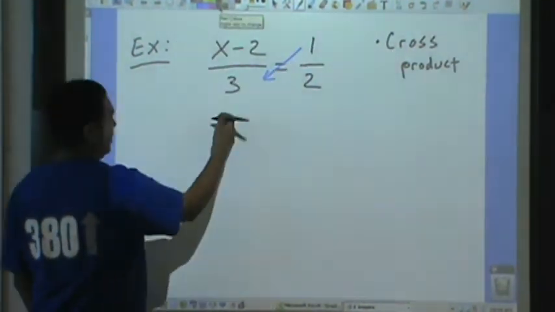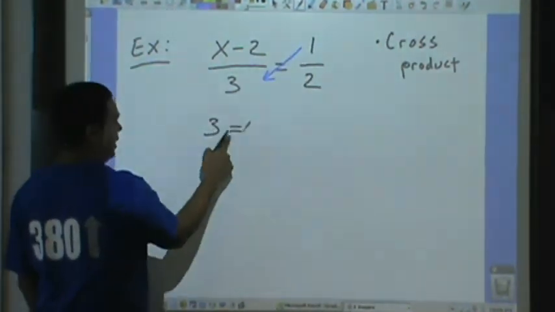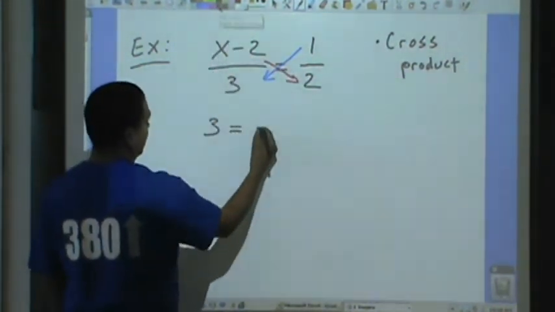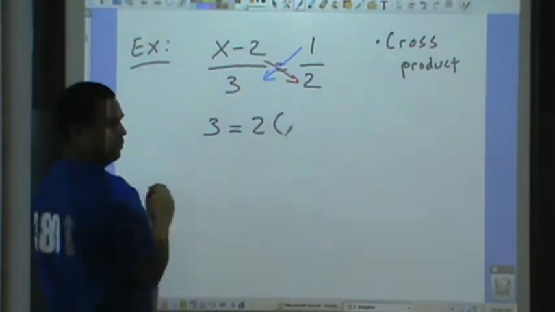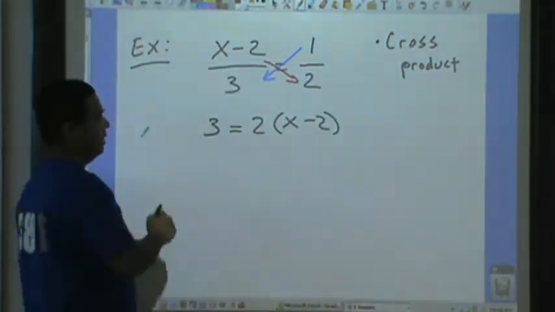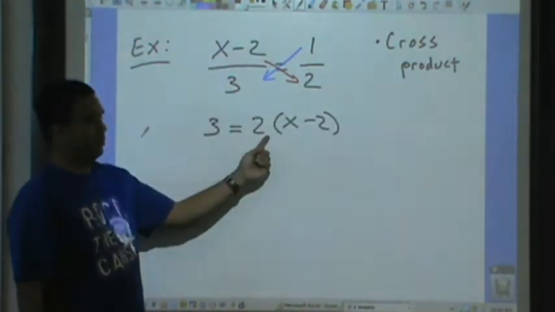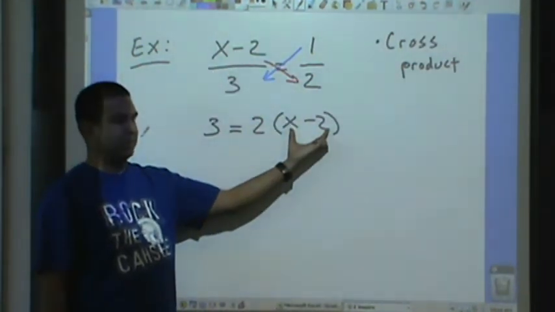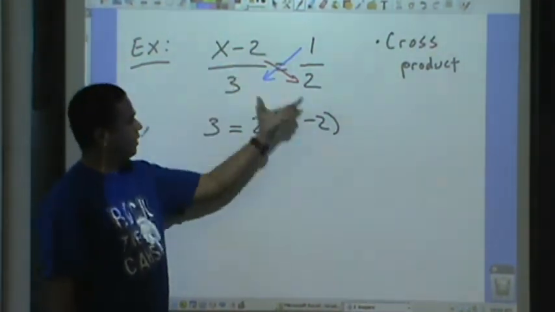So what's 1 times 3? 3. Then put your equal sign after you multiply that. And then you multiply the other way. And this is the way I like to show students. The 2 parentheses means I'm going to multiply x minus 2, because we're going to have to distribute. So don't just do 2 times x and put 2x. You have to multiply that 2 with that minus 2 right there also. Okay? So it's the 2 times the x minus 2.